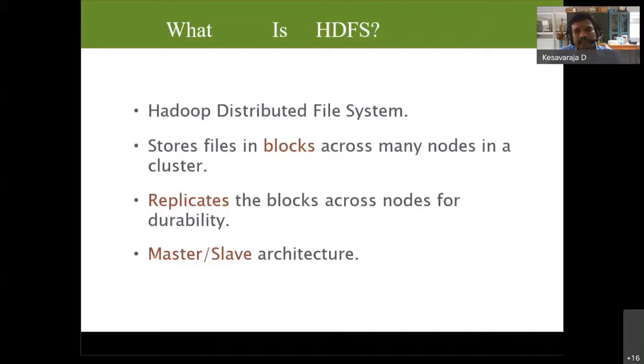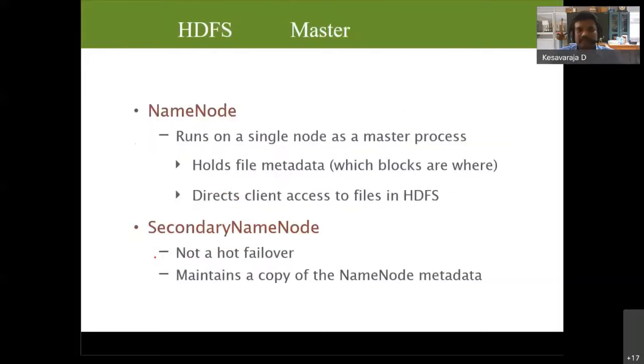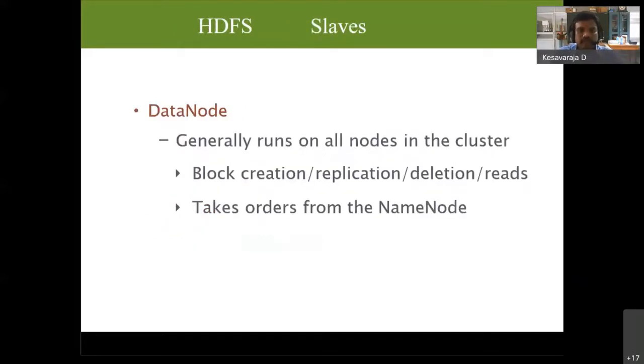Normally, HDFS architecture follows a name node and data node, something like a master-slave architecture. A name node is the master, which holds the complete metadata on where each and every block is stored, and provides direct access to files in HDFS. Secondary name node: if the name node fails, what will happen? There is a secondary name node. It's not a hard failover, so it doesn't immediately act as the name node, but it maintains a copy of the name node. The data node performs file creation, replication, deletion, read, and write activity. The entire thing is performed by the data node.